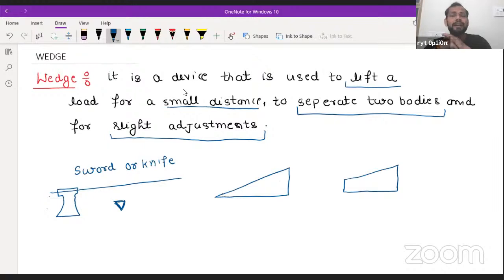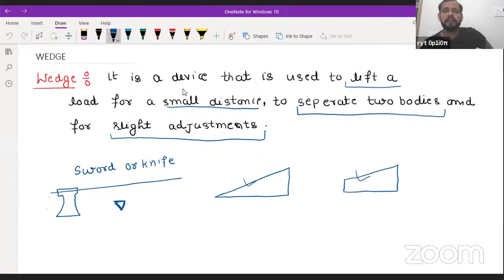I hope you have already studied that when a gear is mounted over a shaft, a key is inserted into the key slot, and that key is either trapezoidal or triangular in shape. So when we hammer that wedge-shaped body, metal or wood, into that key slot, we will see that there is no relative motion between the shaft and the gear. So in this way, the wedge can be used for slight adjustment also.